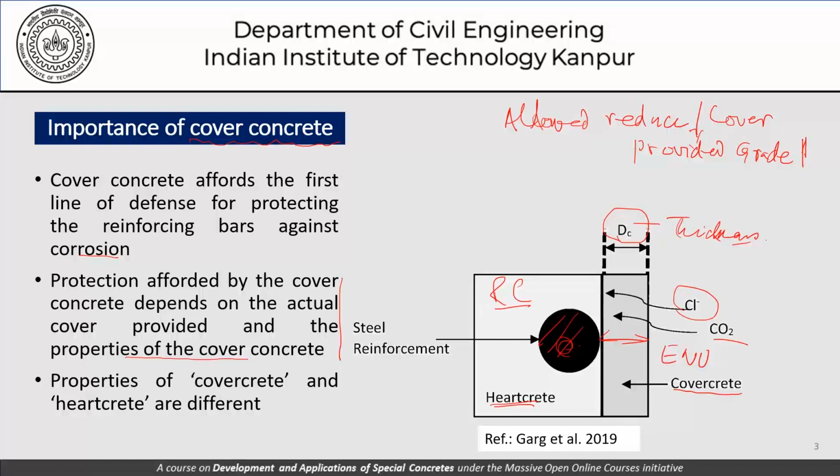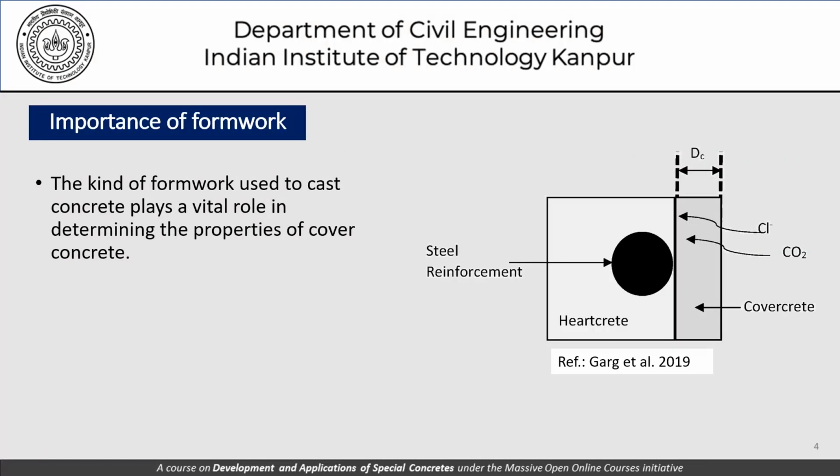Now, how they become different is something we'll quickly examine. The kind of formwork used to cast the concrete plays a vital role in determining the properties of cover concrete. As far as construction is concerned, we put a formwork here, and against this formwork we cast the entire concrete with the reinforcement inside it. So the properties of this formwork are an important factor that determine the properties of cover concrete, and also how different the properties of this cover concrete will be from what we are calling heartcrete.